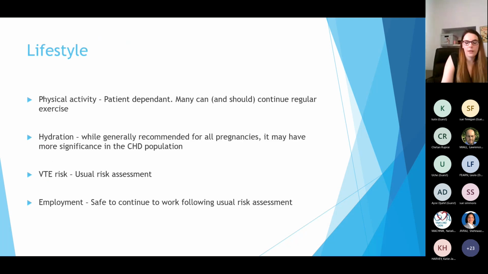As well as discussing their cardiac conditions, we often also discuss lifestyle advice. Many patients can and should continue regular exercise throughout their pregnancy, as well as remaining hydrated. The VTE risk is no different to that for the general population, and as with employment, as long as they've had their usual occupational health risk assessment, there is no cardiac reason why they can't continue to work during their pregnancy.